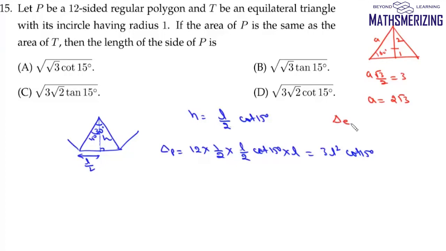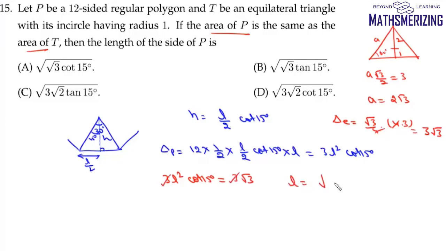Then the area of this equilateral triangle will be root 3 by 4 into A square. So there will be 4 into 3. Now here 4 and 4 will cancel. So the area of this equilateral triangle will be 3 root 3. Now it says the area of P is the same as the area of T. So we equate them. You'll get 3L square into cot 15 equal to 3 root 3. Now here 3 and 3 will cancel. So the value of L will be under root 3 tan 15 degrees, and that's your option B.